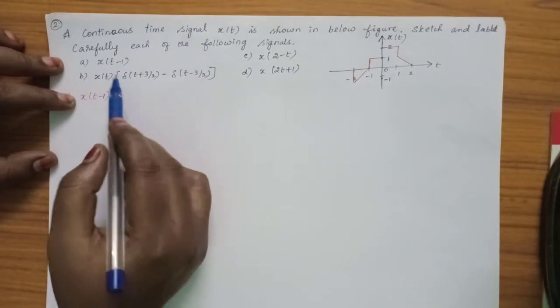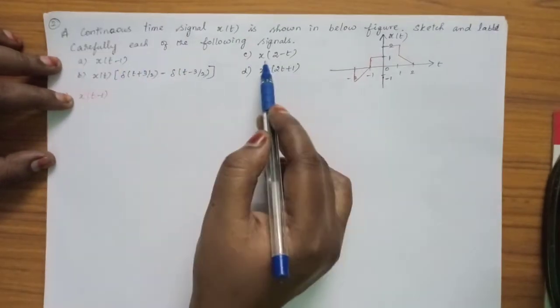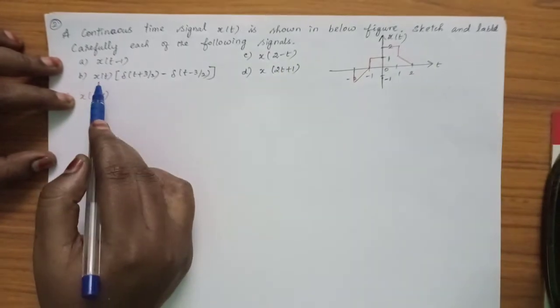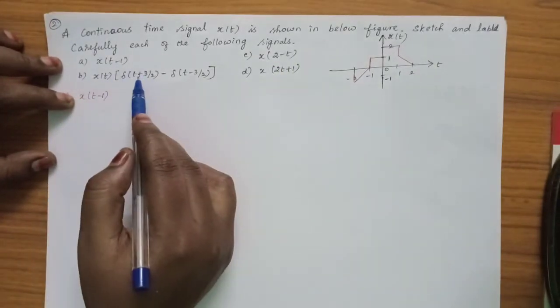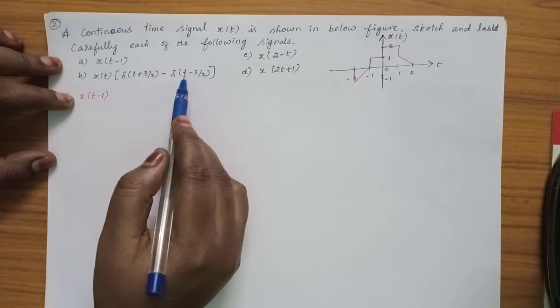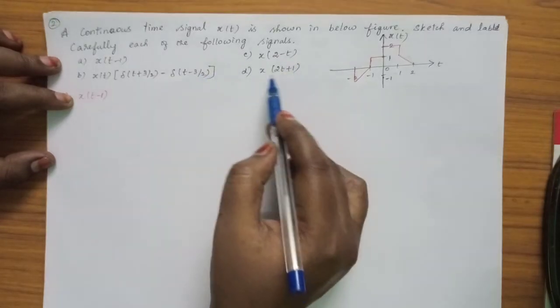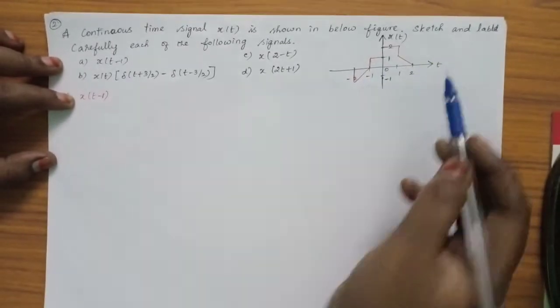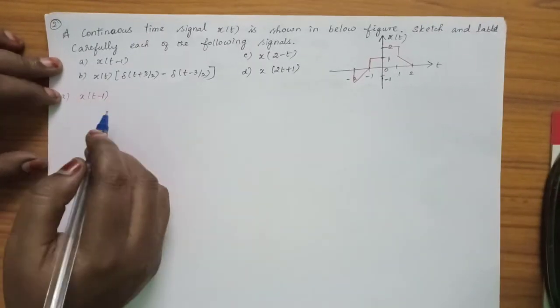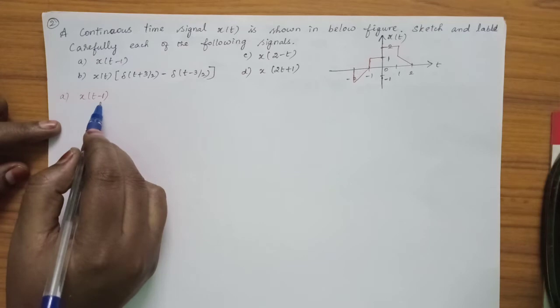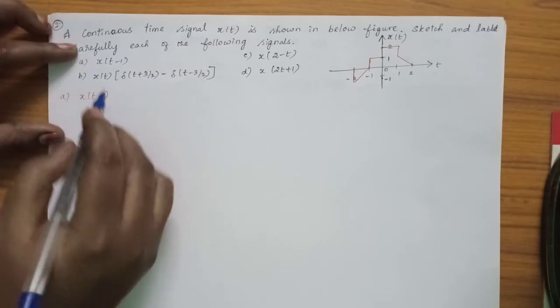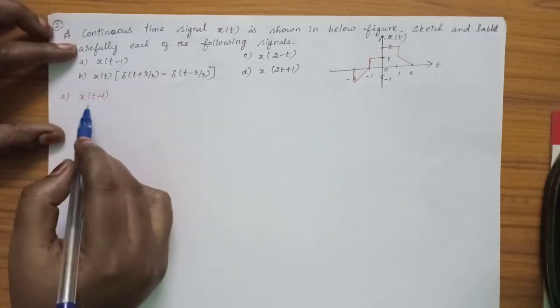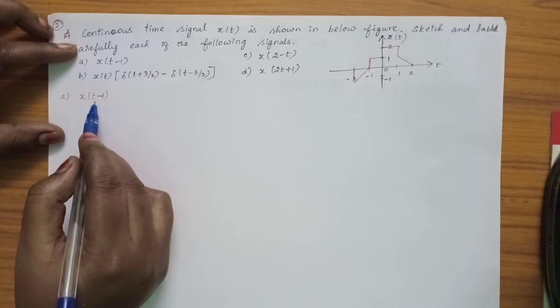So we need to plot x of t minus 1, x of 2 minus t, x of t into del of t plus 3 by 2 minus del of t minus 3 by 2, and x of 2t plus 1. Okay, this is the given signal x of t. First we'll plot x of t minus 1. So here the time shifting of original signal x of t.